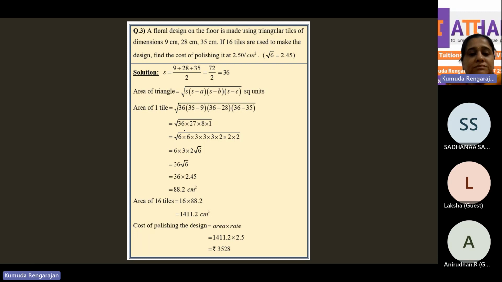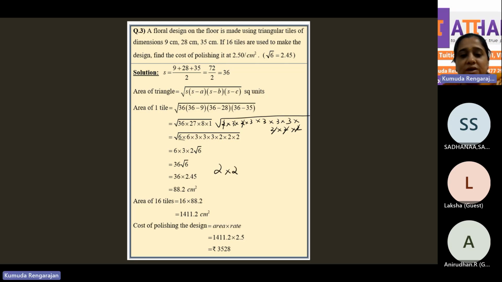So children, if you're not comfortable doing the 6 into 6, you can always do this. Root of, what is 36? 2 3s are 6, 2 3s are 6. You can completely factorize it also. Then what is 27? 3 into 3 into 3. And what about 8? 2 into 2 into 2. If you're not comfortable writing like this, factorize completely. Now, how many 2s are there? 1, 2, 3, 4, 5 2s. So 2 2s will come out of the square root.